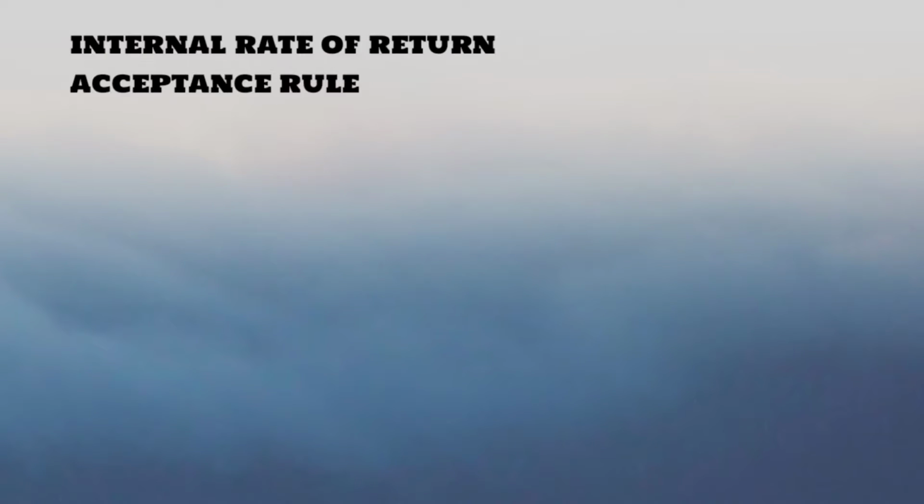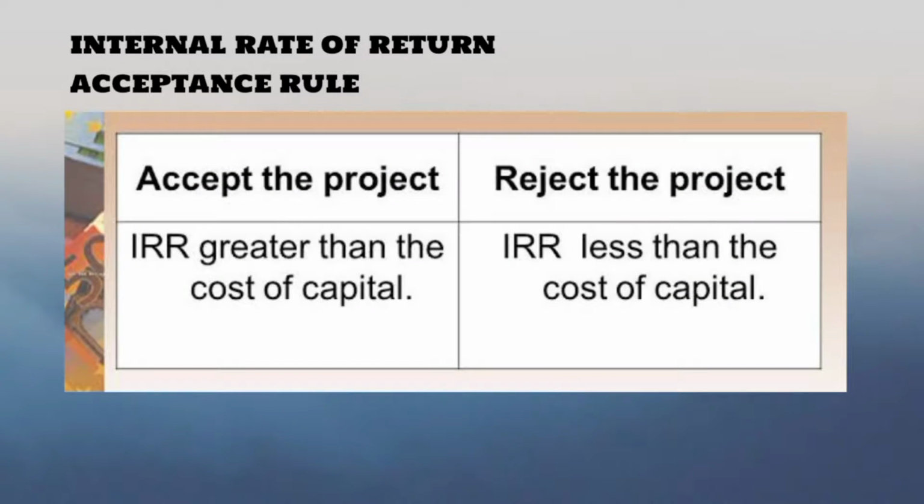Now we have here, internal rate of return acceptance rule. IRR acceptance rule is very simple. Actually, you can easily understand this. If the internal rate of return is greater than the cost of capital, then accept the project. On the other hand, if the internal rate of return is lower than the cost of capital, then reject the project. Simple as that. And here the time value of money is considered because we use discounting rate. Of course, time value of money is taken into account.